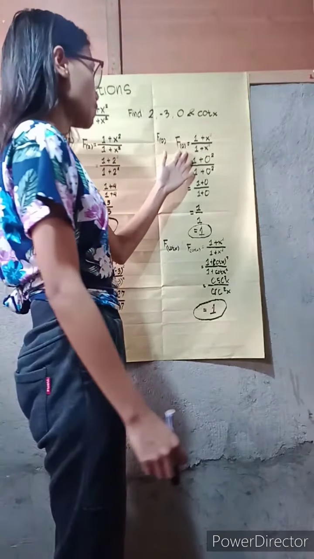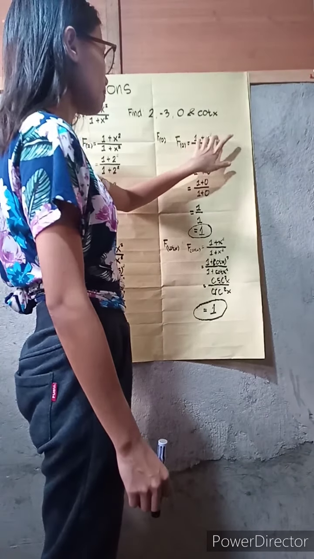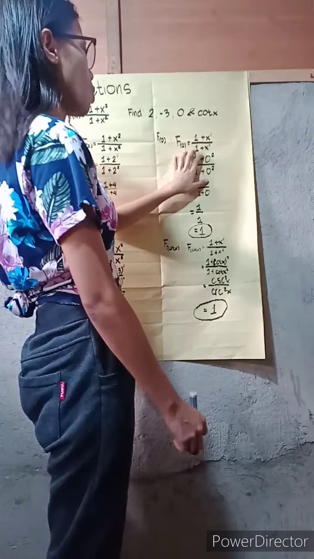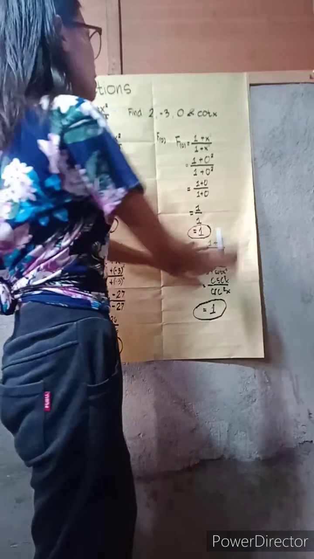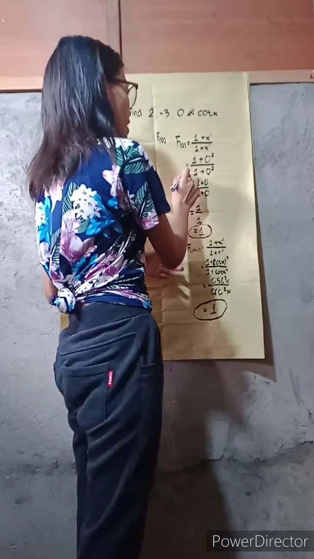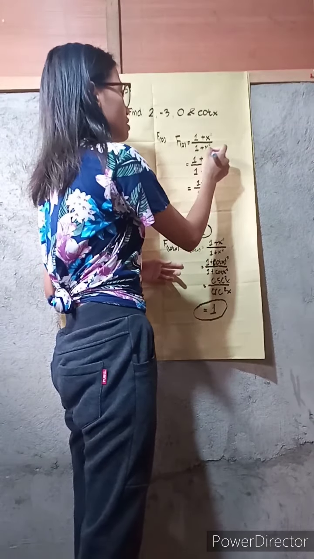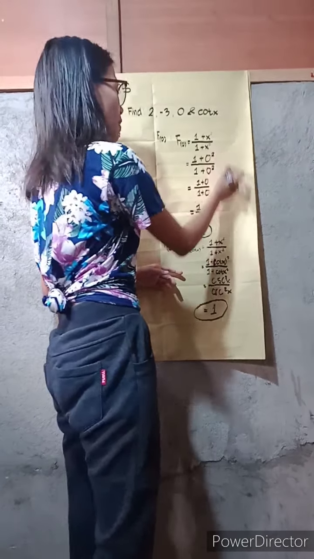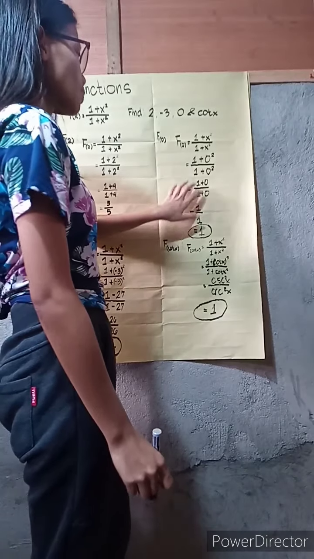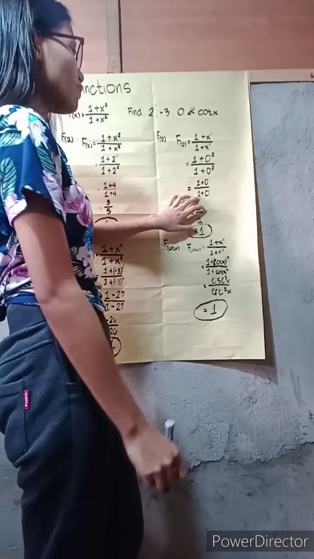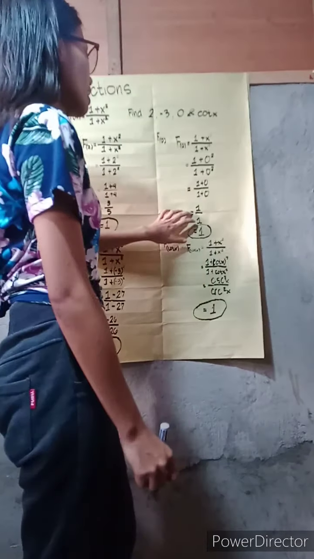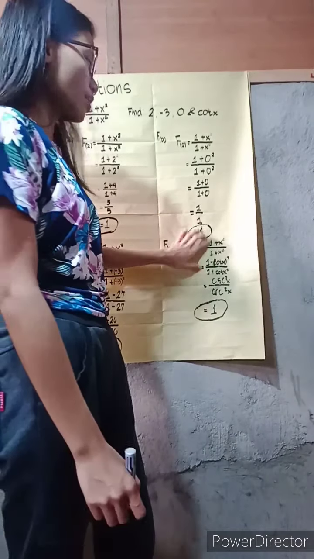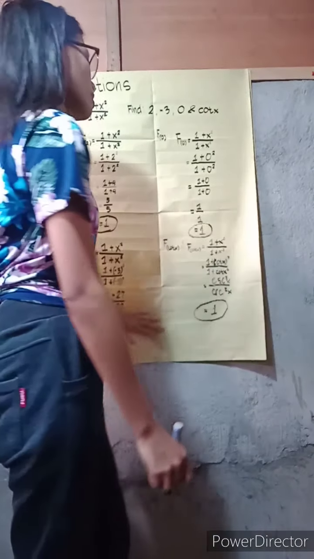F of 0 is equal to 1 plus x squared over 1 plus x squared. So change the value of x. 1 plus 0 raised to the power of 2 over 1 plus 0 raised to the power of 2 equals 1 plus 0 over 1 plus 0 equals 1 over 1 equals 1.